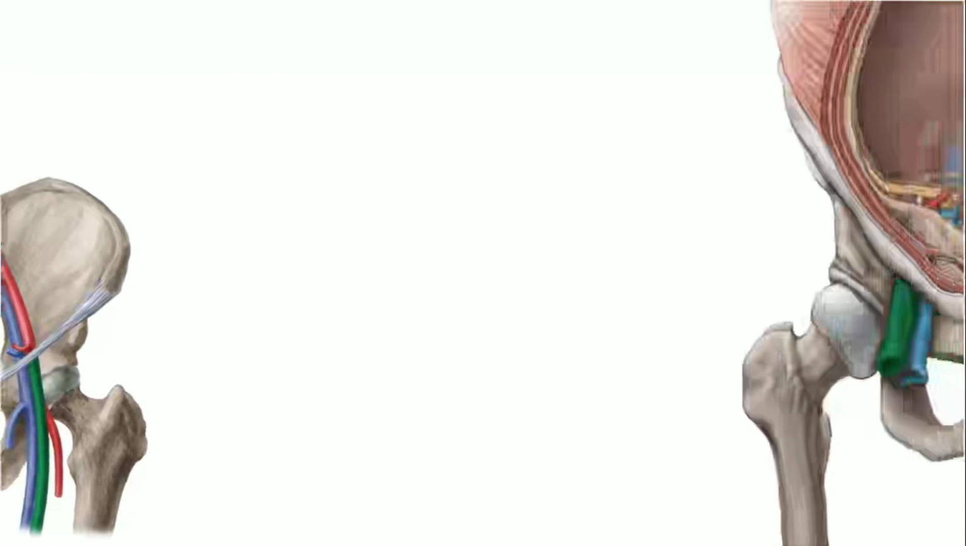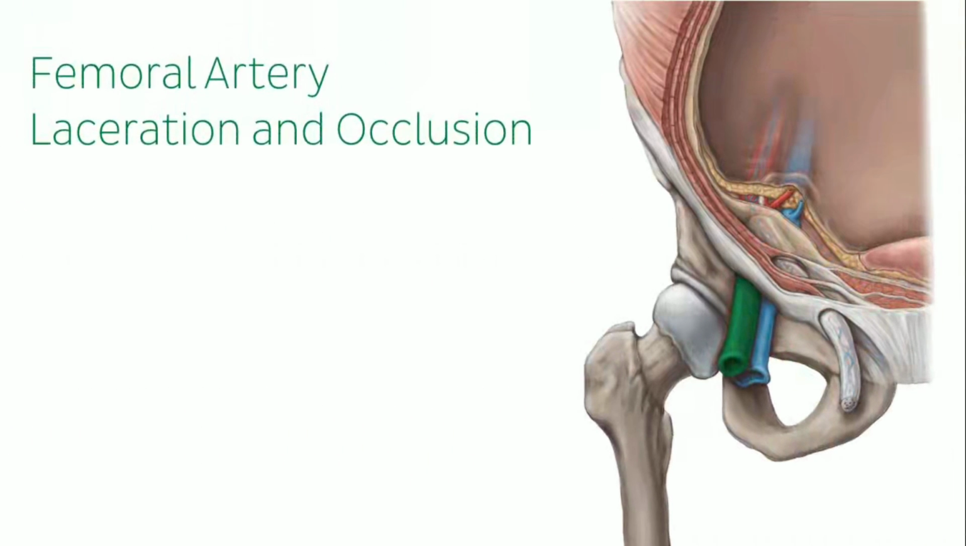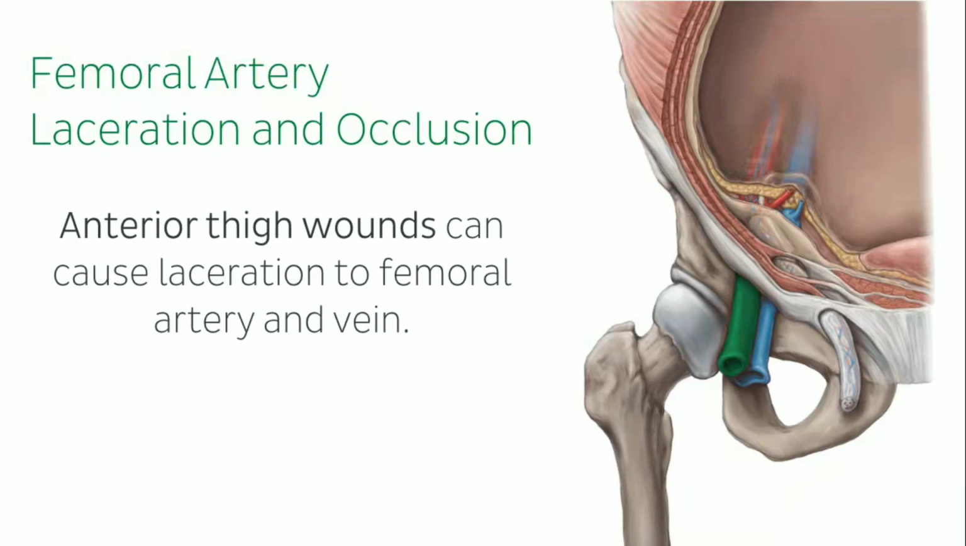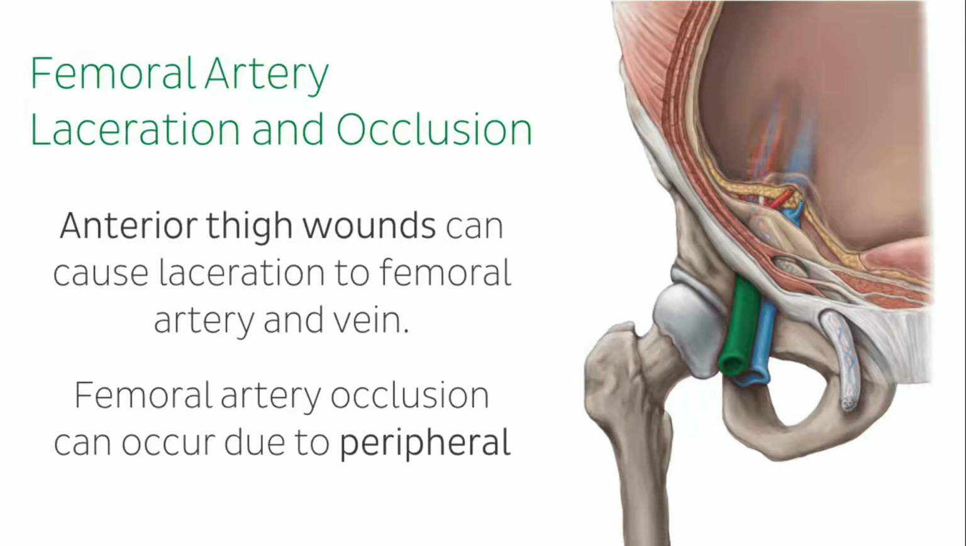The final clinical points we will talk about are femoral artery laceration and femoral artery occlusion. Due to its superficial position within the femoral triangle, the femoral artery is vulnerable to laceration. In anterior thigh wounds, the femoral vein is also commonly lacerated due to its close proximity with the femoral artery. Femoral artery occlusion can be caused by atherosclerosis, which you can see in peripheral vascular disease. Atherosclerosis refers to when arteries become clogged up by fatty substances.